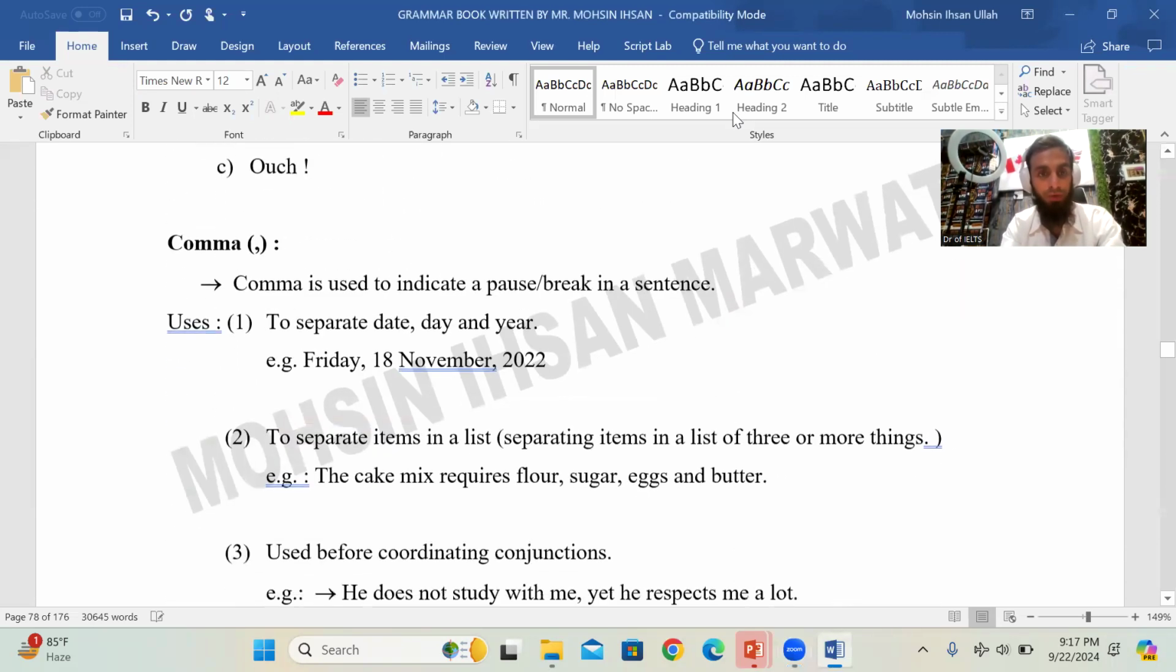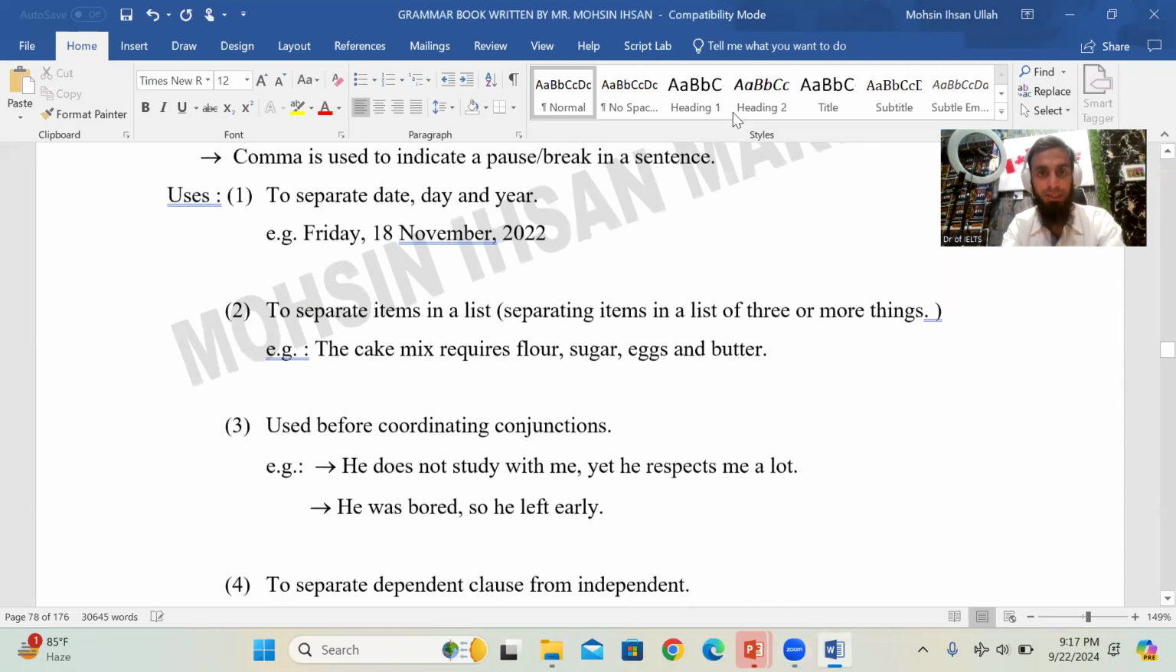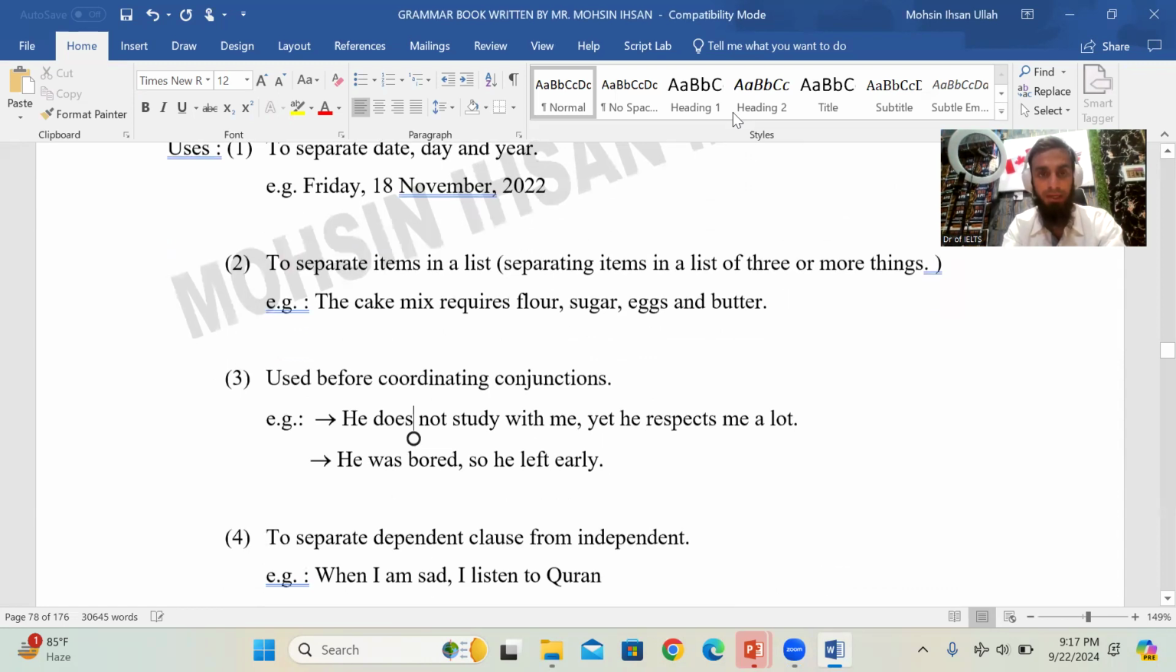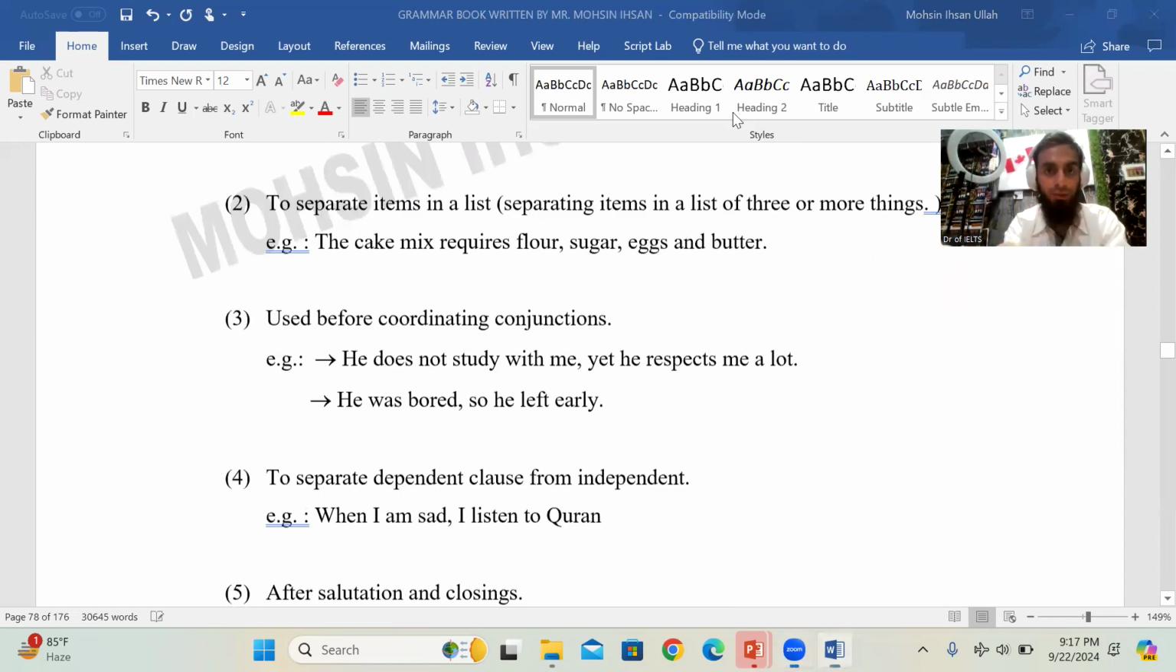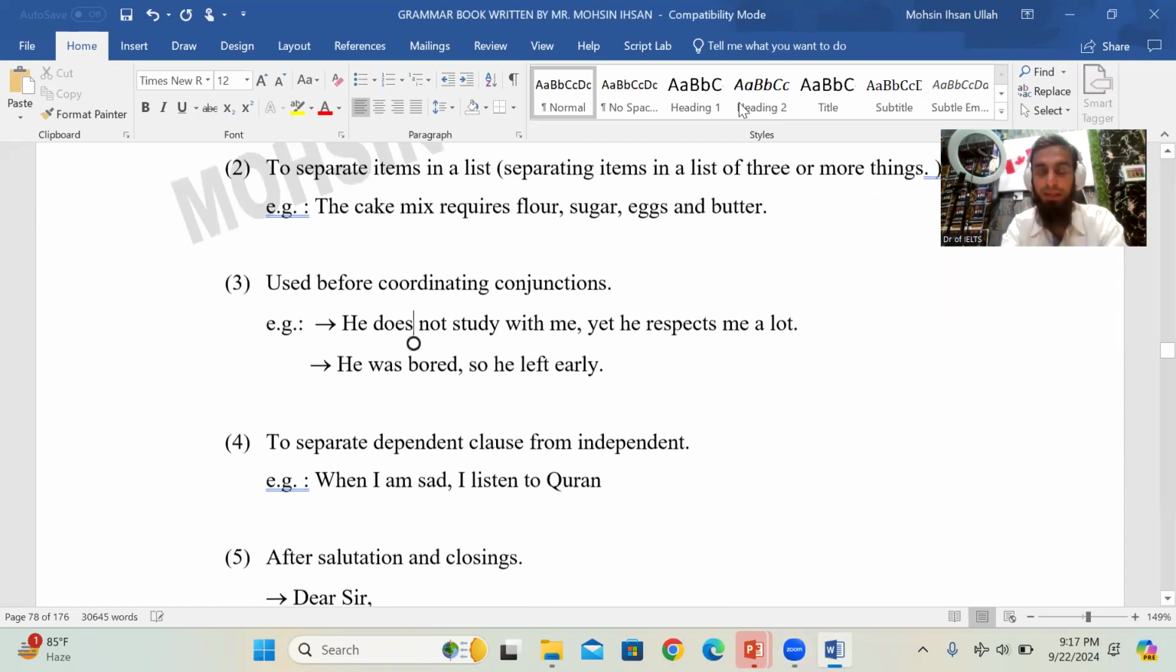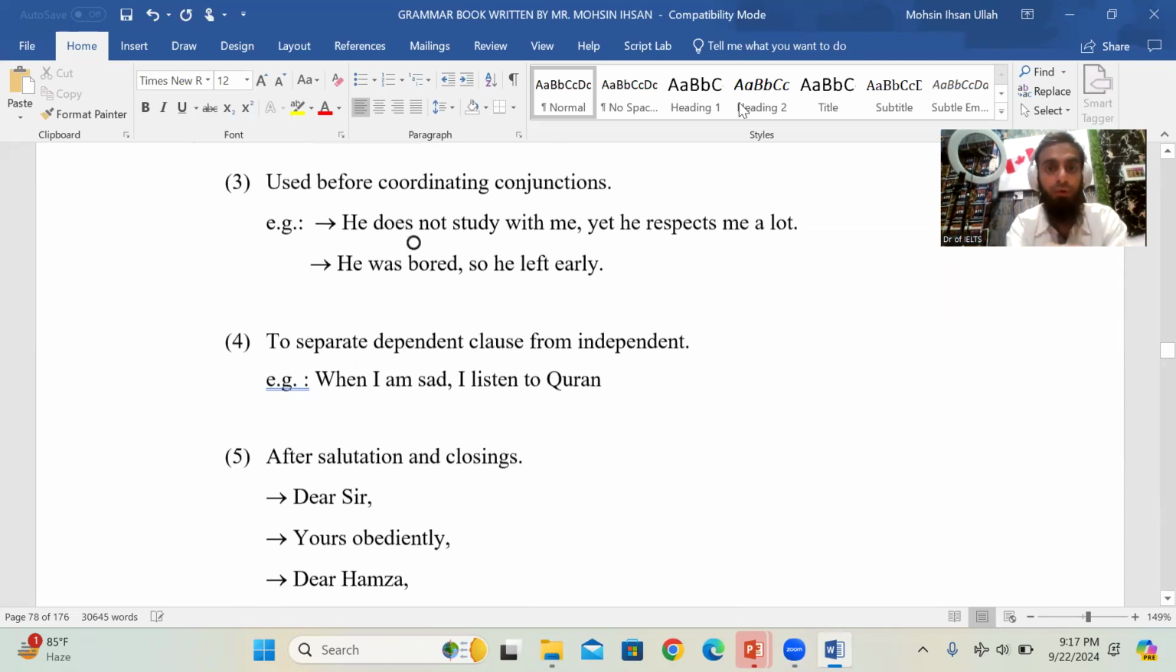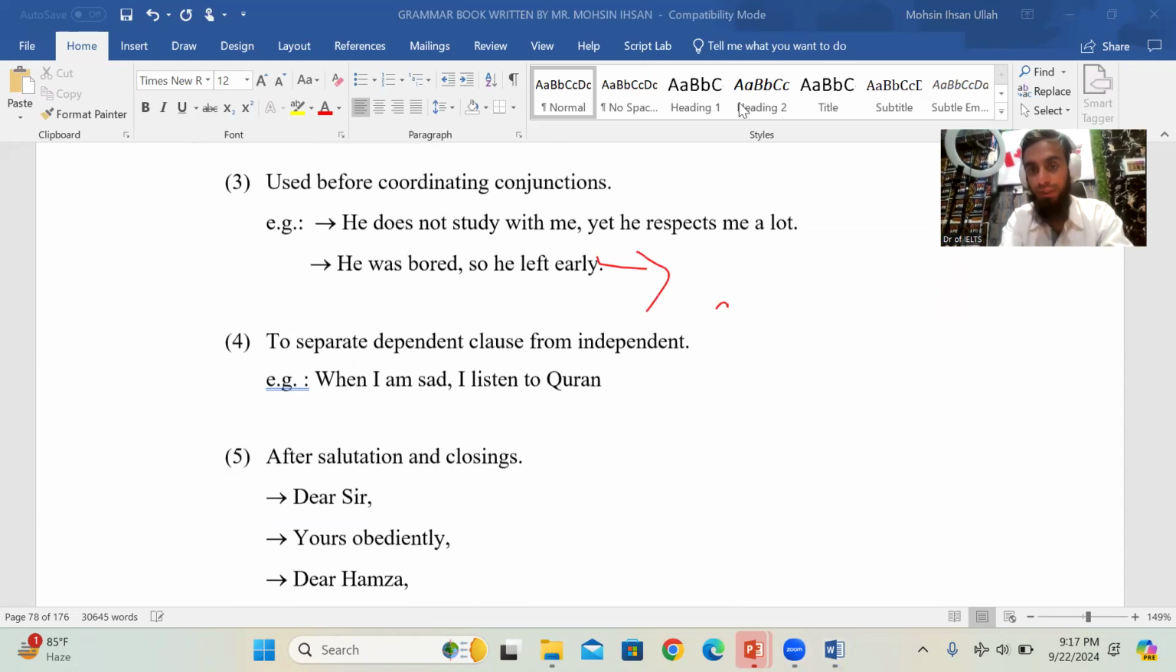Okay, now our first usage of comma was to separate the date, day, and year. The second usage of comma was to distinguish between any of the ingredients that we use so far, like sugar, flour, and so on. And then use a comma before a coordinating conjunction. There are 7 coordinating conjunctions in English grammar.